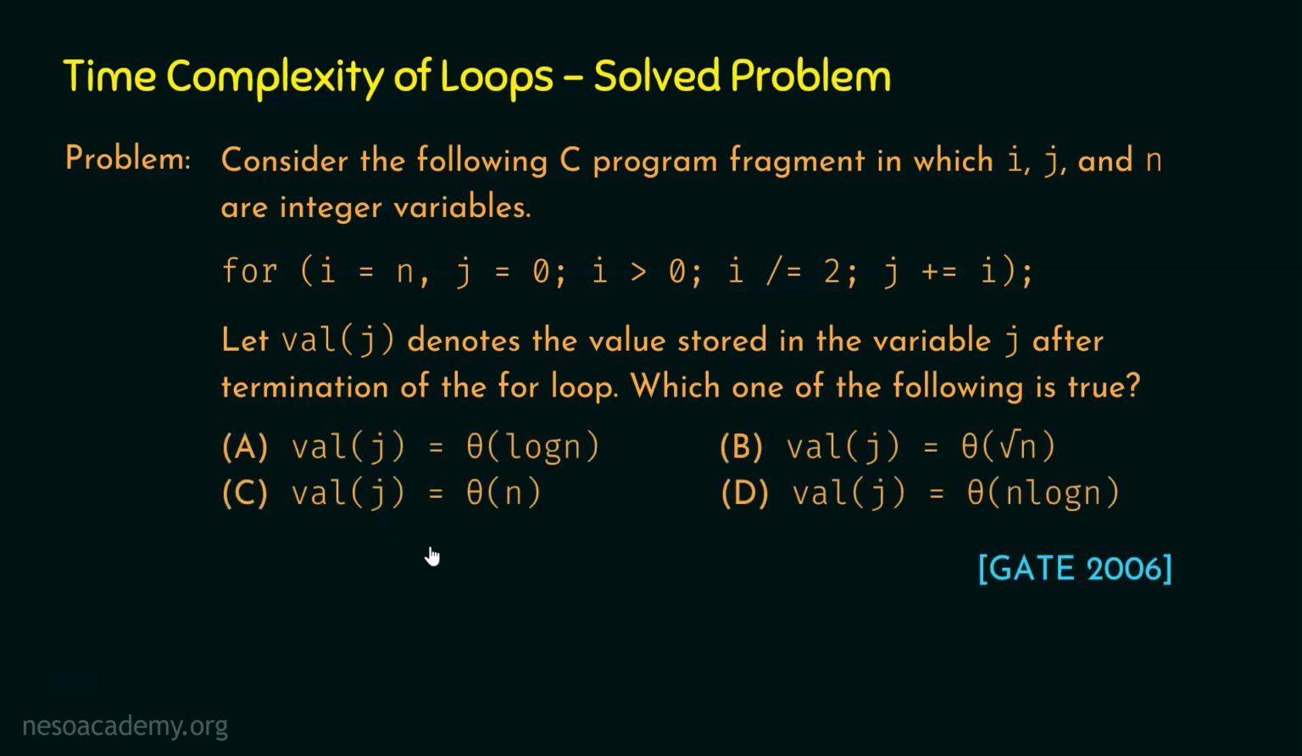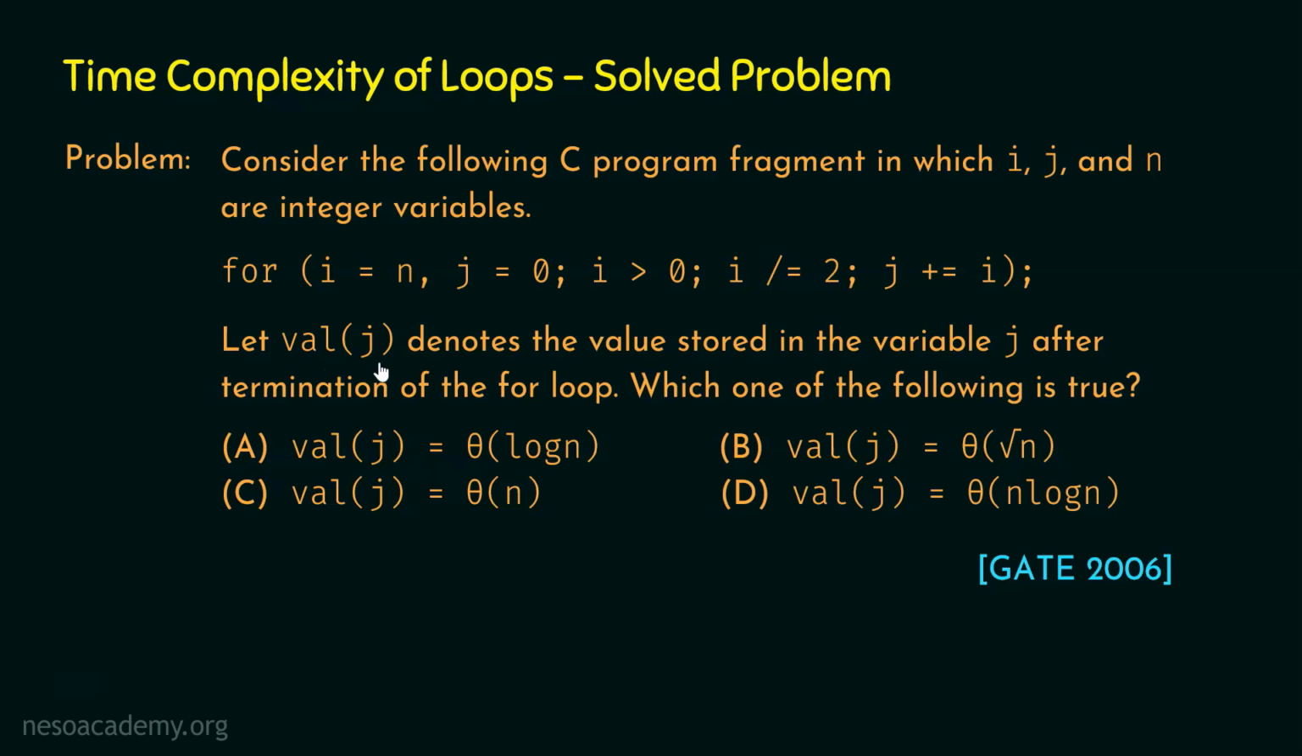These are the options given to us, and our job is to determine the correct option. Is val j equal to theta of log n? Is val j equal to theta of square root of n? Is it theta of n or is it theta of n log n? Let's try to find the correct option out of these options.